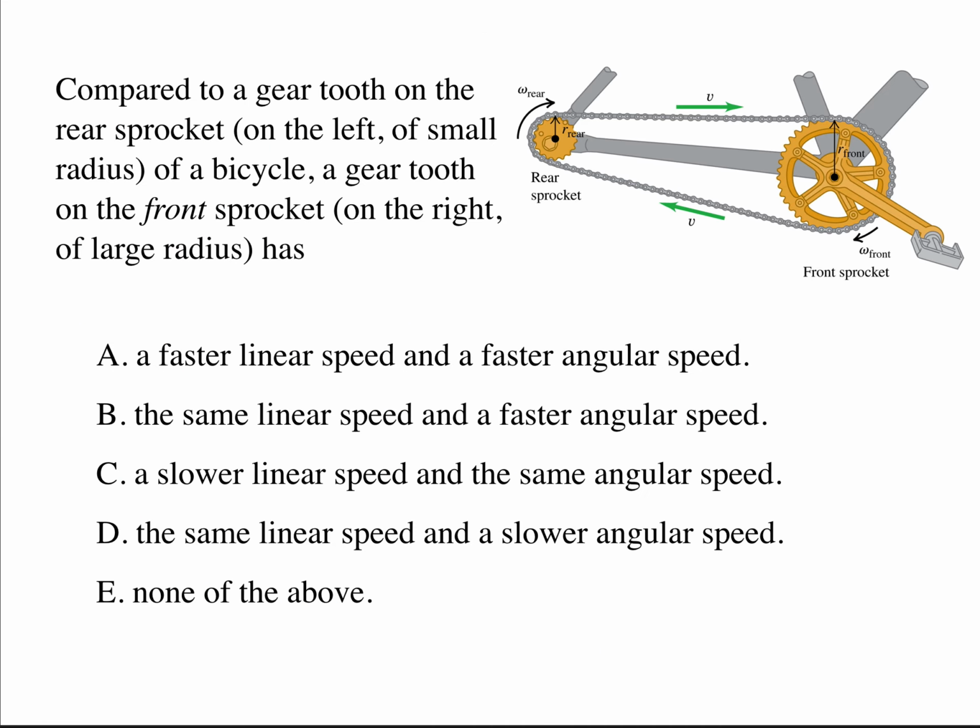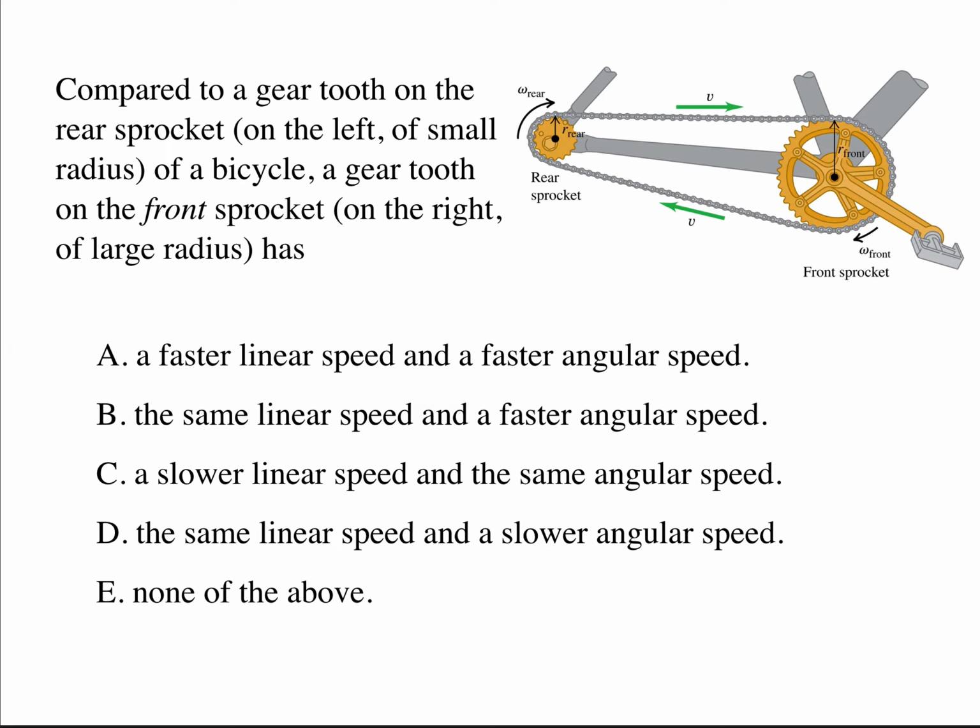Now let's have a quick clicker question. Here I have just a typical bike where I have a front sprocket, which is very big, and a back sprocket, which is small, the rear sprocket. And as this thing is spinning, it's asking which of these has a bigger linear speed and which has a bigger angular speed. Okay, so take a moment and think about the answer.